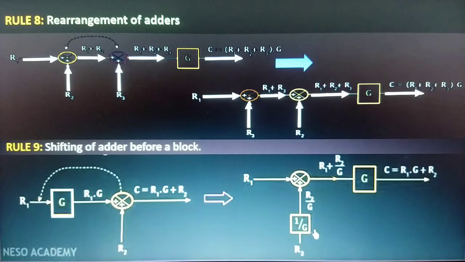We are having a block, having an adder, so we can see that currently this adder is present after the block. Now if the input of this block is R1 and this block is having a gain, then this output will be R1G, which is the output of this block, and the second input of this adder is R2, and then the output of this adder will be C = R1G plus R2.